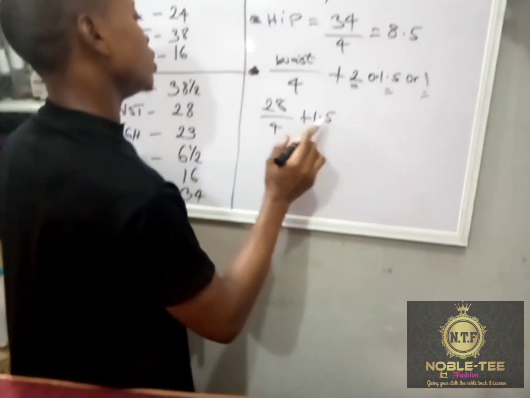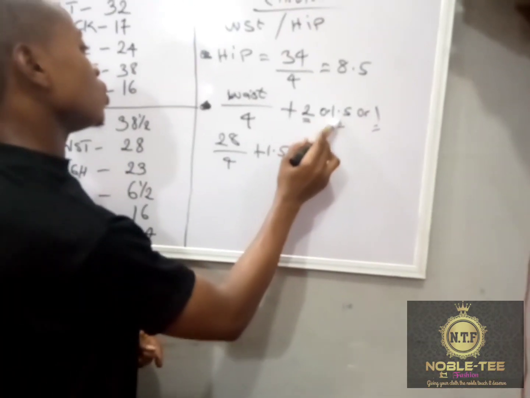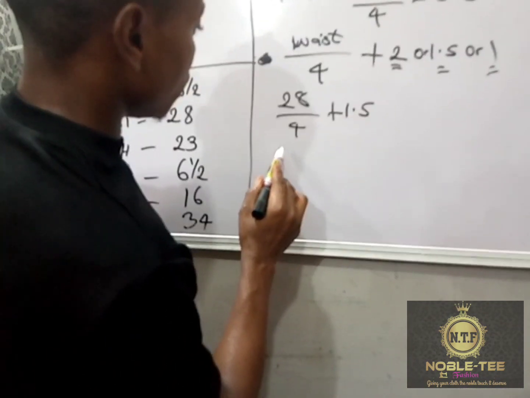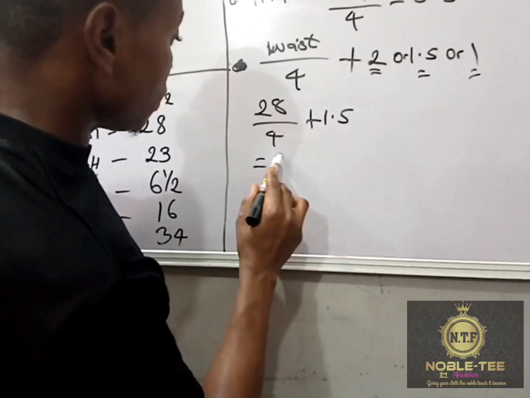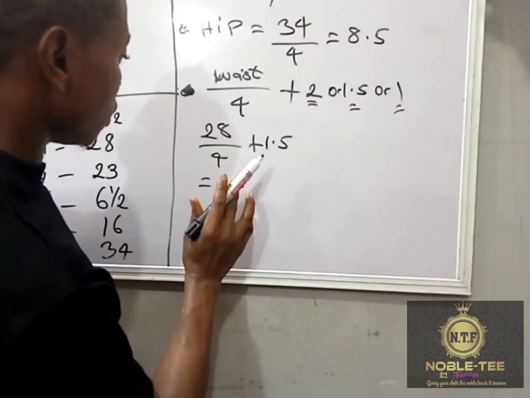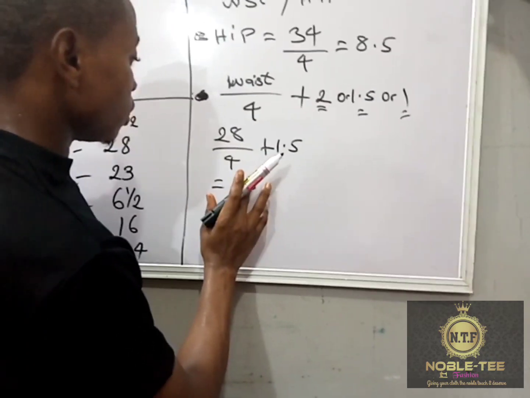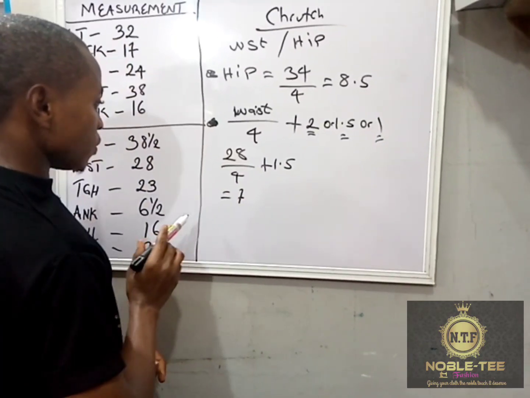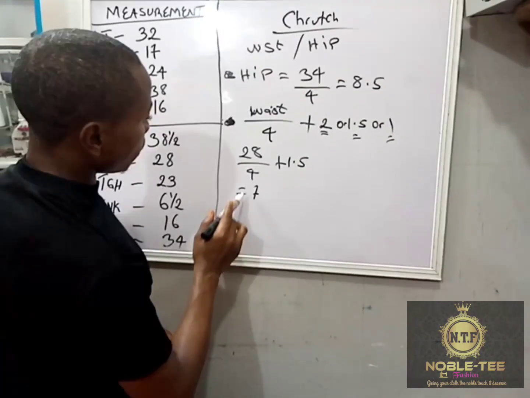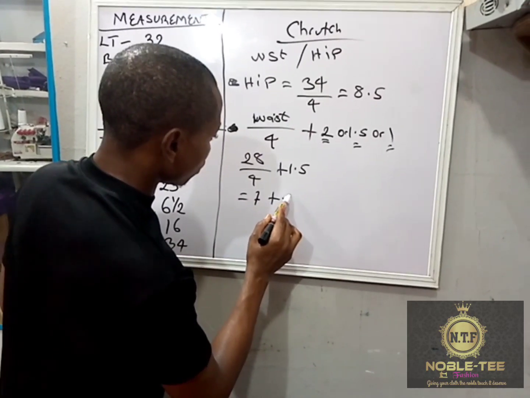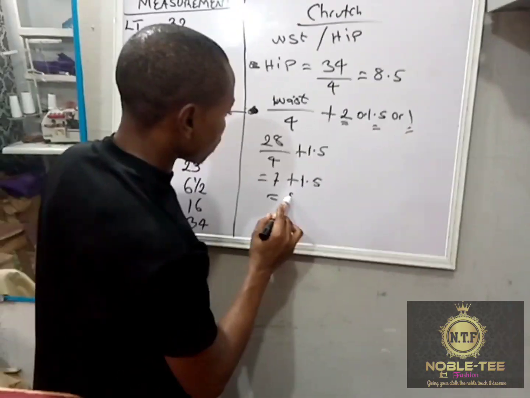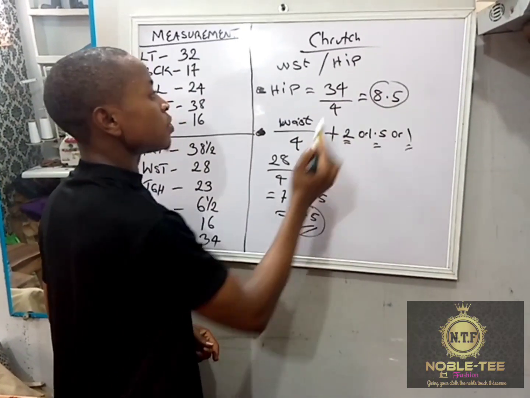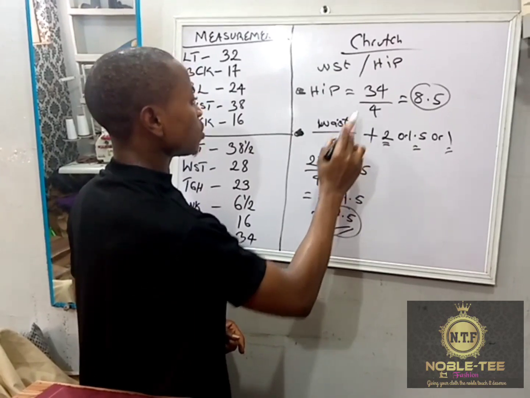I want it to be on an average, not to drop down and not too short. So I'm adding 1.5. So now 28 divided by 4 is what? 7.5? Right? No, I think it's not correct. It's 7. 28 divided by 4 is 7. So 7 plus 1.5 will give me 8.5. So you can see that you are still arriving at the same thing. It's just that the method is what's different.